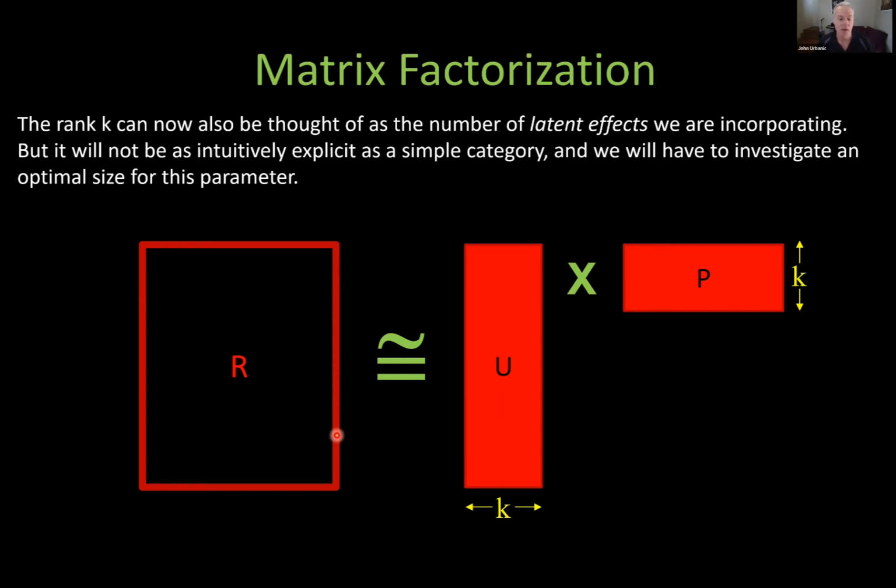And the question might come up, how small can we make K before it just can't reproduce R at all? It's not going to capture the original input data well at all. So how many latent effects are we going to have to incorporate to get some useful information out of here? That's something we're going to have to investigate as we go along. This is called a hyperparameter, a parameter that's up to us to choose to make sure that our model is going to actually be workable.